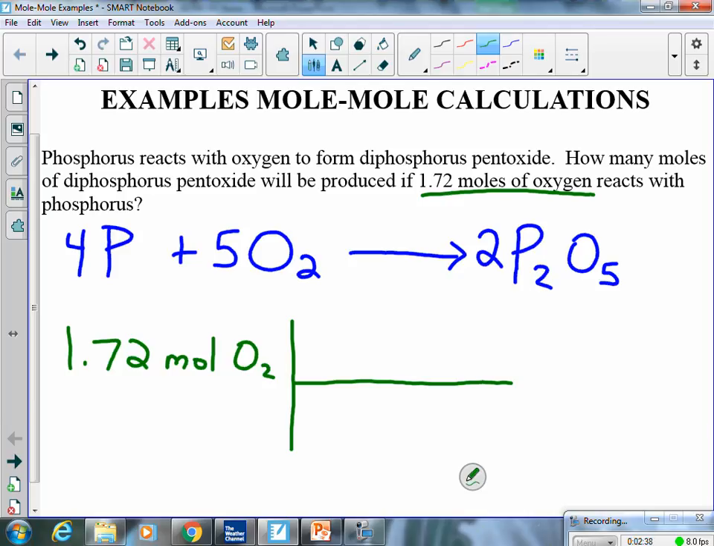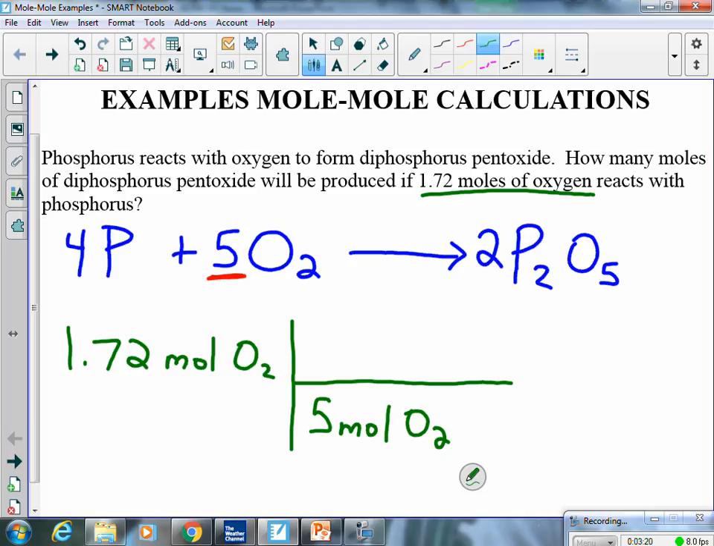Obviously, what do I want to cancel? Moles of oxygen. So where am I going to put that? On the bottom. Now, I need to know how many moles of oxygen. So where do I get that value from? The coefficient right here, correct? So how many moles of oxygen am I going to put? 5. 5 mole of oxygen.